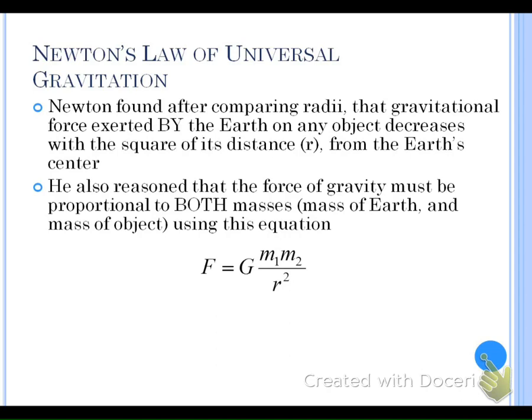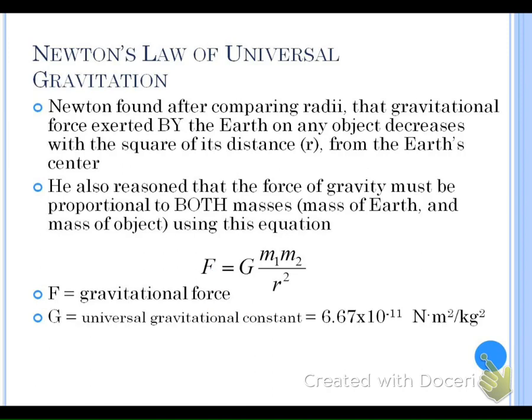All right, this is the equation that he came up with, and we're going to talk about what each of these variables stands for. F is the gravitational force, or what we've called it thus far, F sub G. This is our force due to gravity. You can label it that if you want.